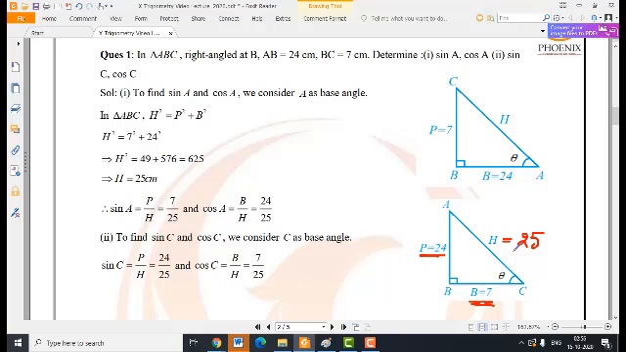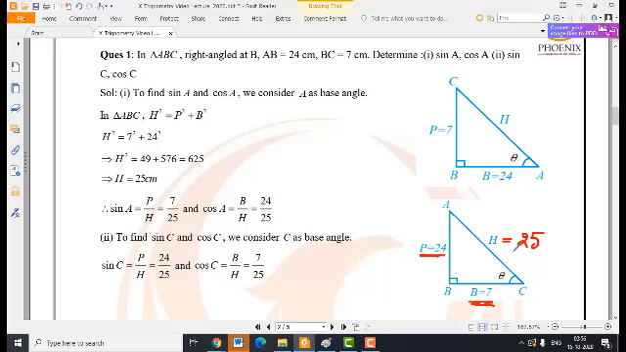Now the two parts of this question really help you to understand the concept of base angle, and how to apply it while solving the question. When we need the value of sin A and cos A, I will take the base angle as A. When I need the value of sin C and cos C, I'll take the base angle as C, and accordingly I'll write the values of the two sides.